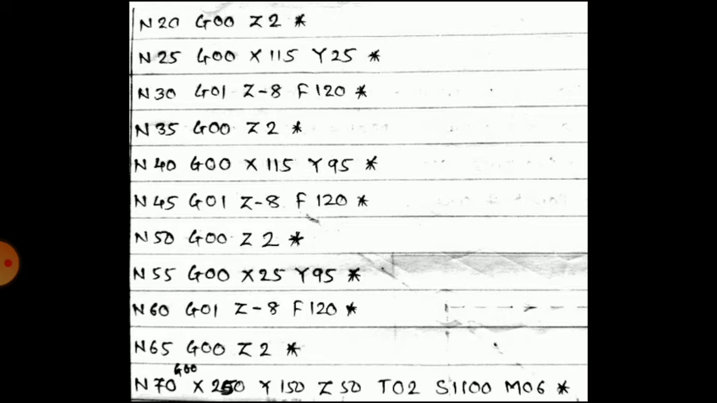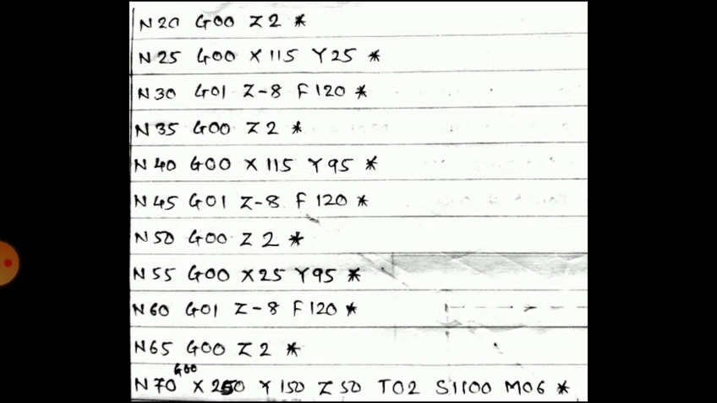So N40 G00 X115 Y95. So move the table to drill the third hole, that is the center drilling operation for the third hole. So the coordinates X115 and Y95 are mentioned in this block for hole number 3. N45 G01 Z-8 F120. Move the tool 8 mm below the top surface, that is the center drilling operation. Then N50 G00 Z2. Take the tool back from the hole, that is 2 mm above. Then move the table to the next hole, that is hole number 4.